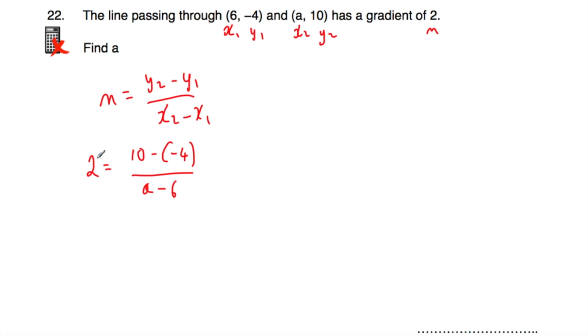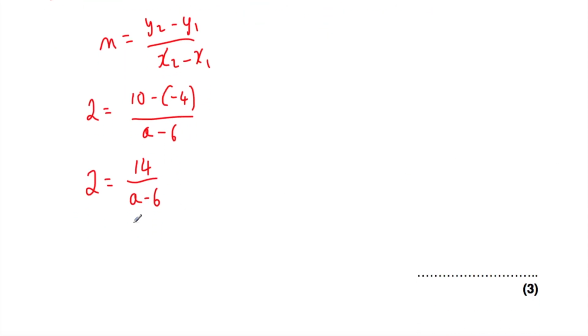Okay, so let's work this out. We've got 2 is equal to 10 minus minus 4, so it's going to be 10 plus 4, which would be 14, over a minus 6. Okay, we're almost there. Now, if I wanted to solve this equation, I don't like the fact that a is under the denominator, so I want to get rid of this a on the denominator, but it's all divided by a minus 6, so I'm going to multiply both sides of the equation by a minus 6. Let's multiply the left-hand side by a minus 6, and let's multiply the right-hand side by a minus 6.